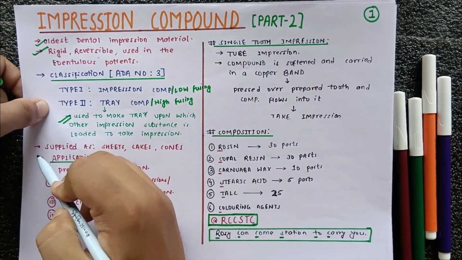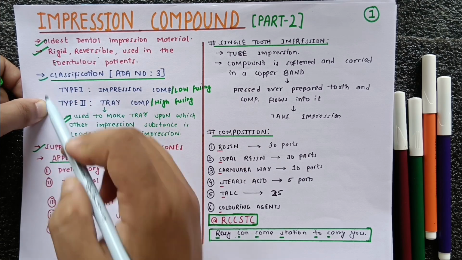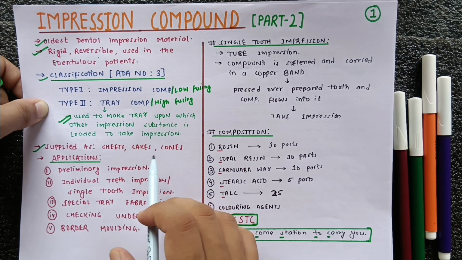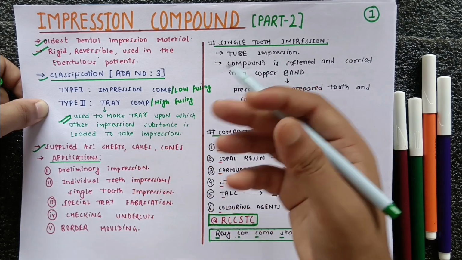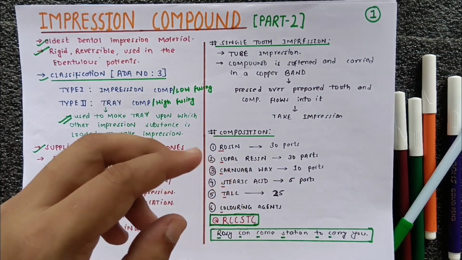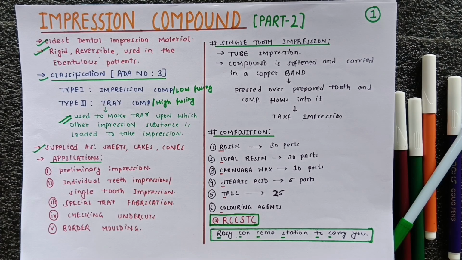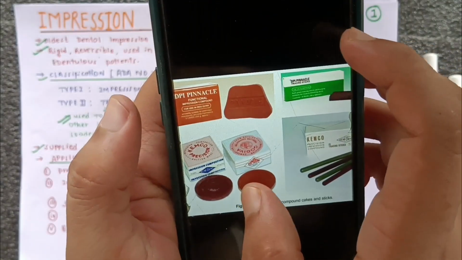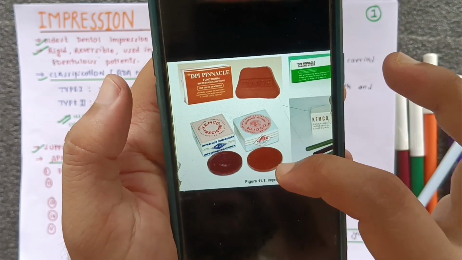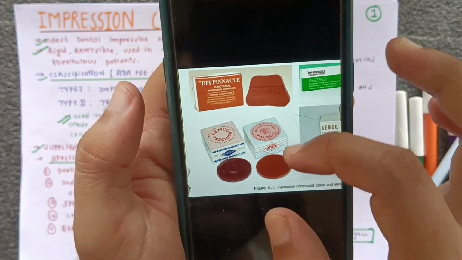Now after that, as I have written here, it is supplied as seeds, cakes, or in the form of cones. So we can get it in the form of cakes. I will show you the pictures I have taken from the book. As you can see in this picture, this is the cake form. This is an impression compound in cake form.